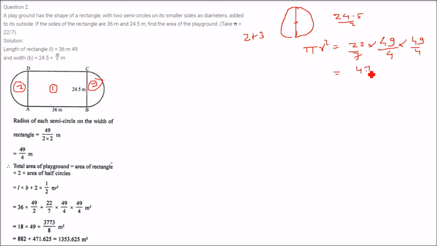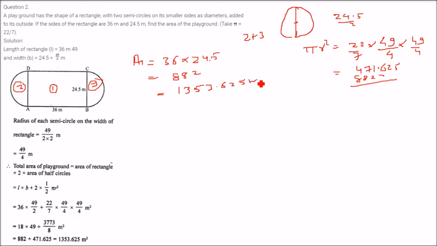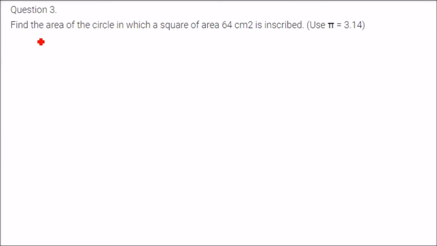So this is how we calculated pi r square, that is 2 plus 3. And this is going to be 471.625. And now this first part, which is length into breadth. So the area of this middle region, that is area of 1, will be equal to 36 into 24.5, and this is going to be 882. And we add these two, and we get 1353.625 meters squared.